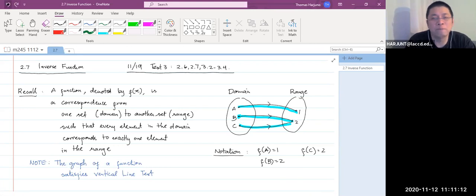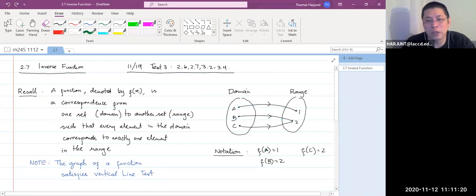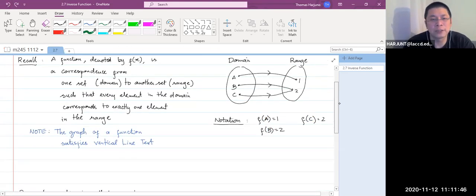Notation wise, then, because every element in the domain goes to only one element in the range, we can use this notation: f(a) equals to what, f(b) equals to what, f(c) equals to what. Because the outcome, when a in the domain corresponds to only one element in the range, then you can use that functional notation. Now that's about the function. We go on further, a new definition for us.